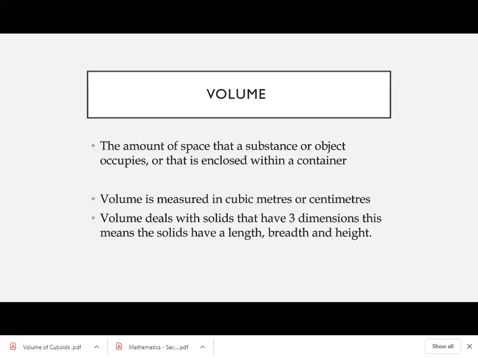Why cube? We use the word cube because these objects like a swimming pool or a bucket or a cube or a cuboid or a container has 3 dimensions. The 3 dimensions are the length or how long the object is, the breadth or how wide the object is, and the height or how high or how deep the object is.